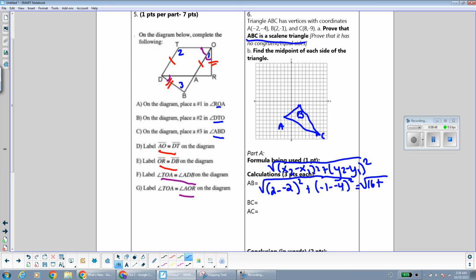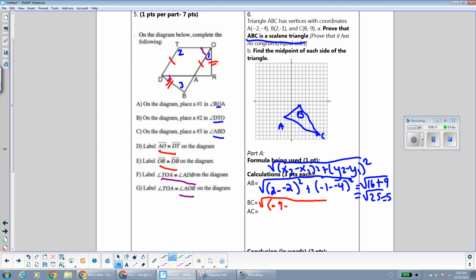Negative 1 minus negative 4. This changes to plus, which is 3. Squared is 9. And we have radical 25, which is 5. BC next.